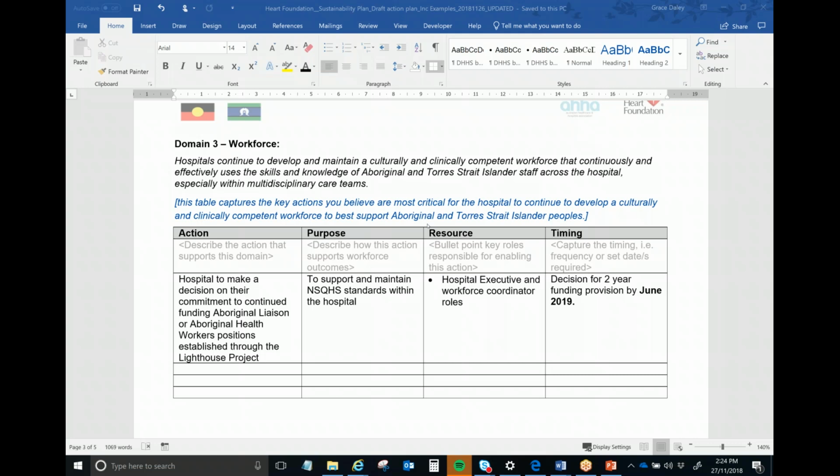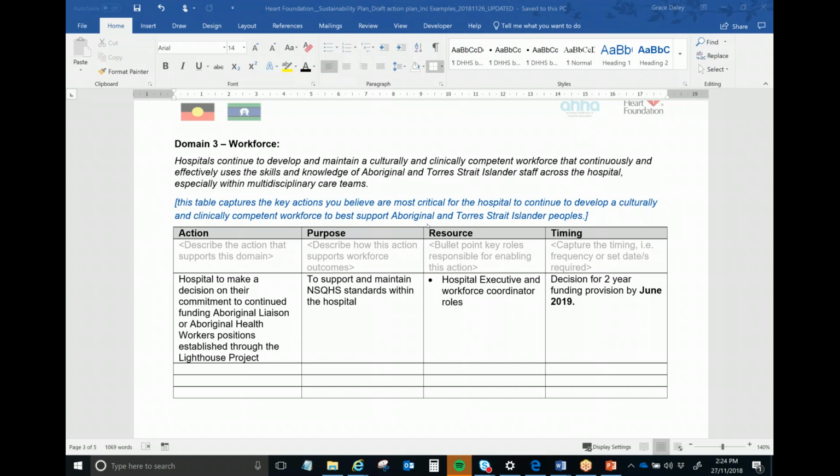One of those fundamental things is the role of project officers and support workers themselves. So the example here is around where the hospital needs to make a decision on their commitment to continue funding Aboriginal liaison or Aboriginal health worker positions established within the Lighthouse project itself. And this action is around a defined decision, and it's a really important one when thinking about the future and the sustainability of the program.